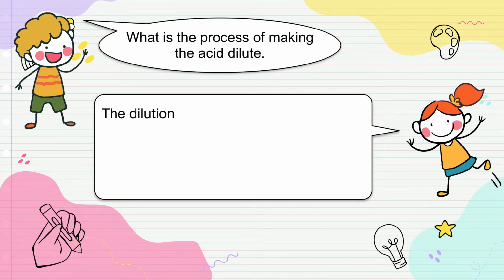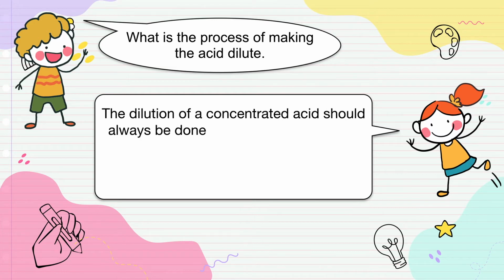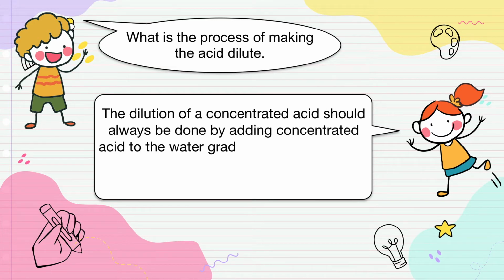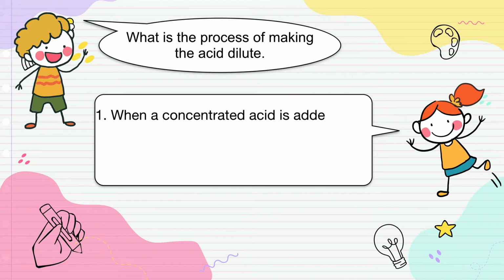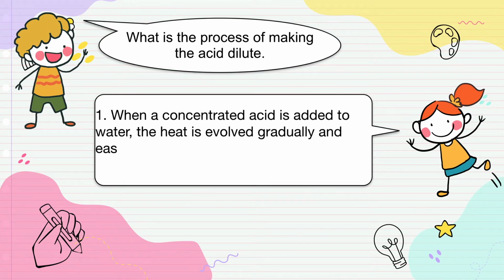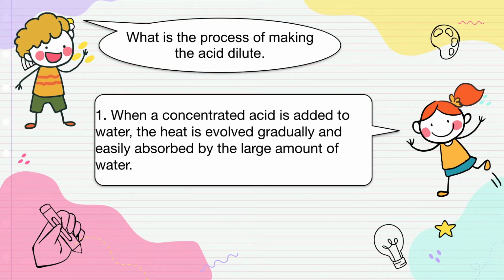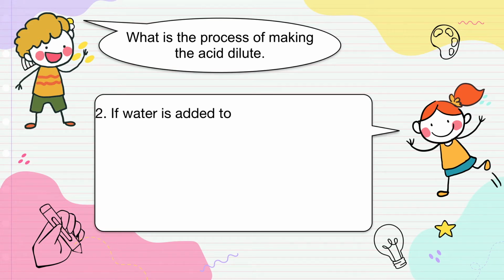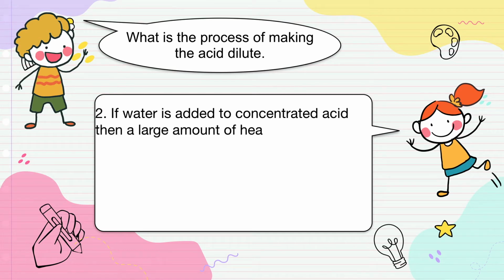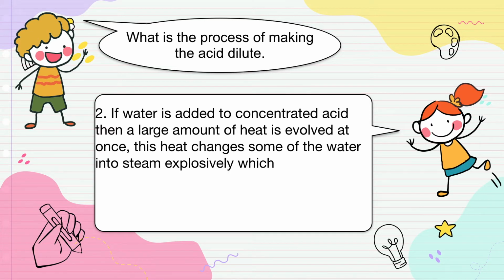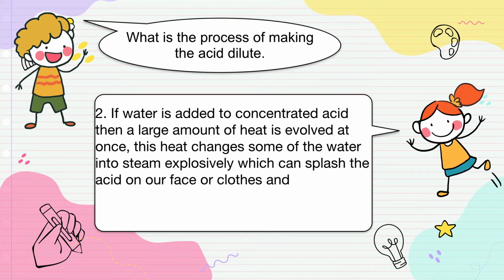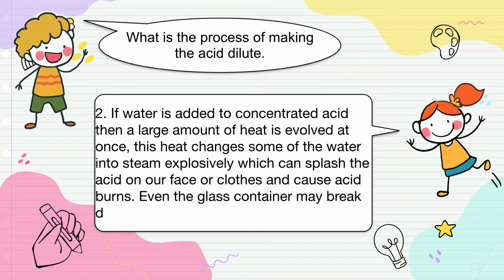The dilution of a concentrated acid should always be done by adding concentrated acid to the water gradually with stirring, and not by adding water to concentrated acid. When a concentrated acid is added to water, the heat is evolved gradually and easily absorbed by the large amount of water. If water is added to concentrated acid, then a large amount of heat is evolved at once. This heat changes some of the water into steam explosively, which can splash the acid on our face or clothes and cause acid burns. Even the glass container may break due to excessive heating.